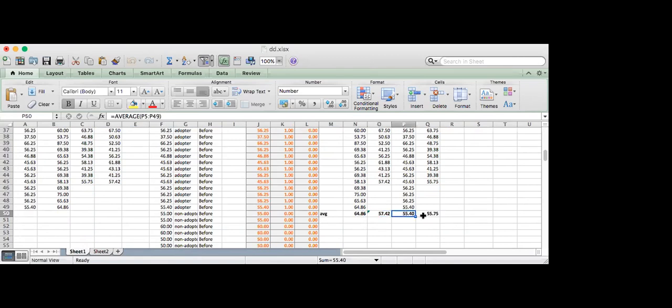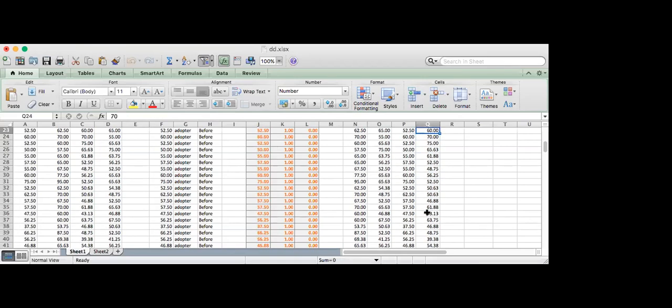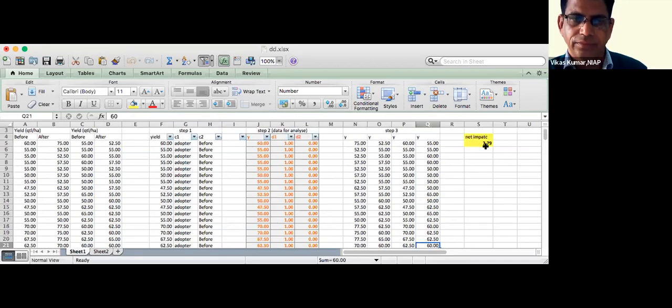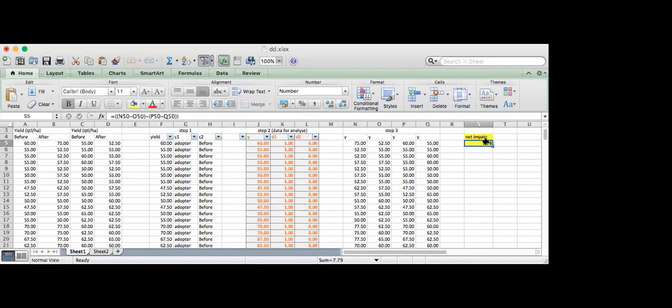Likewise for the control groups, before and after. The final figure which I wrote here is the difference between these two differences. That gives you the final impact. Likewise, for each program we can give the impact. Only one intervention program I have taken here; likewise other interventions also we can have.